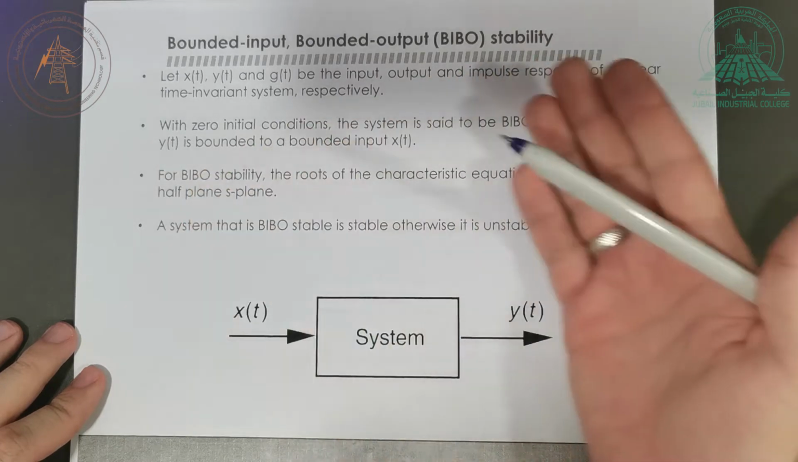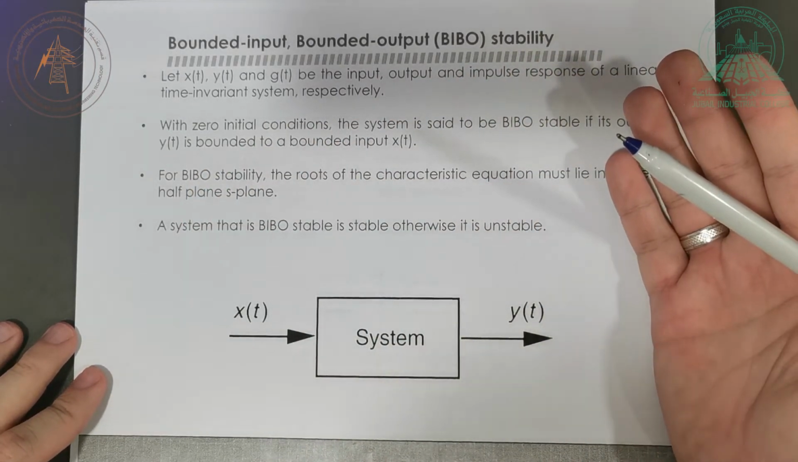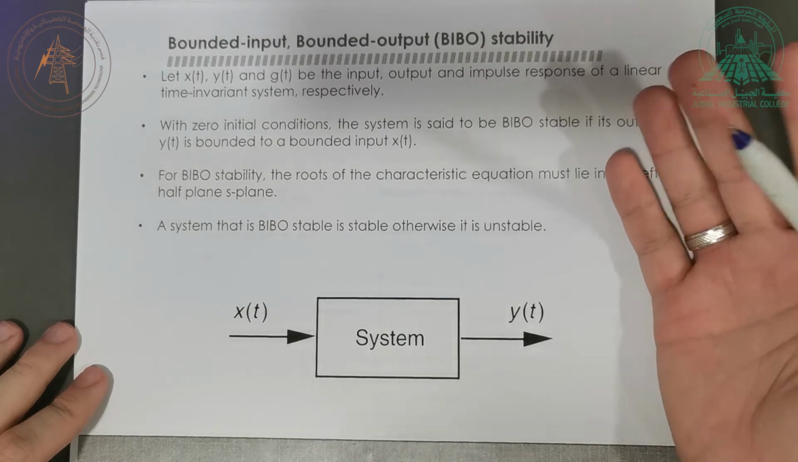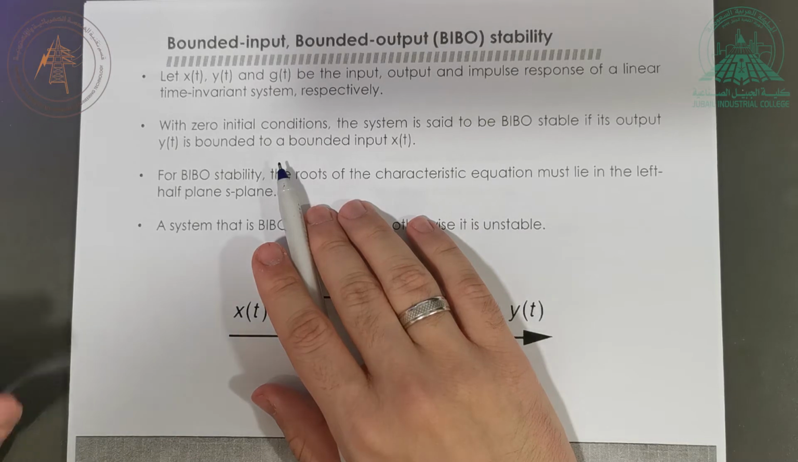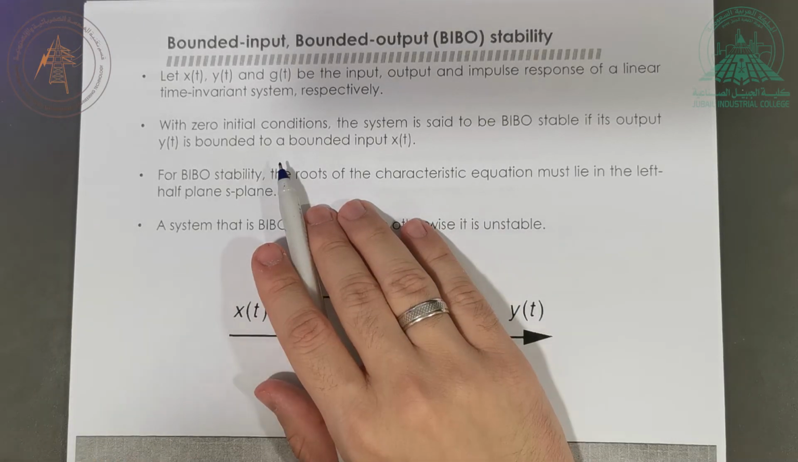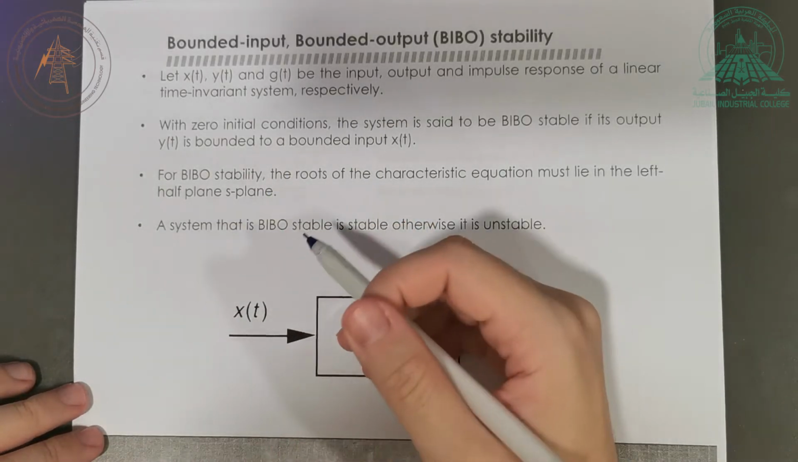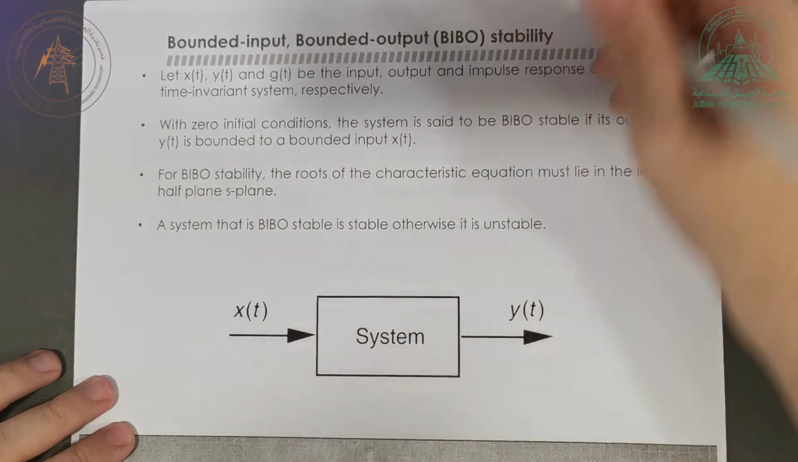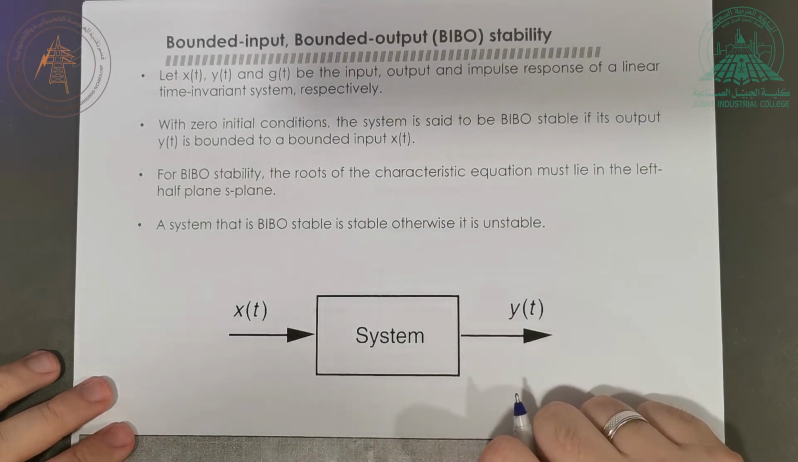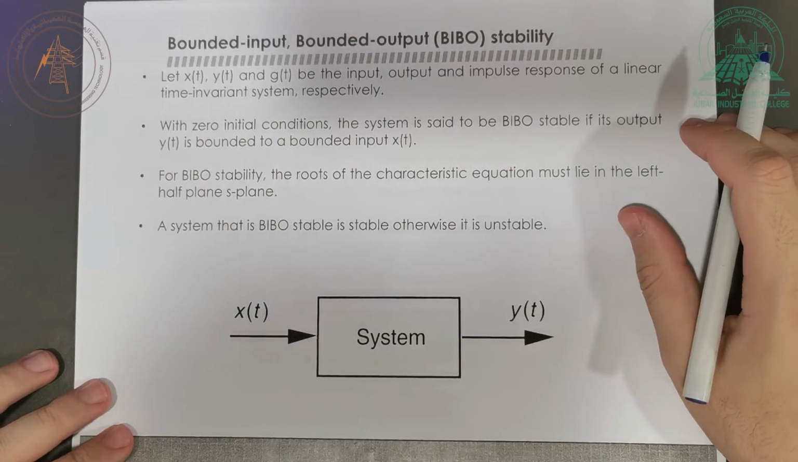So if the input is not infinity, the output also should not be infinity. If you give me anything that's not infinite, then the output should not go to infinity. This is called stable, or BIBO stable. On the other hand, if you have instability in the system, even if your input is not infinite, you can have infinity at the output. It will grow to infinity, it will blow up. So this is the type of stability we are talking about. It's called BIBO stability.